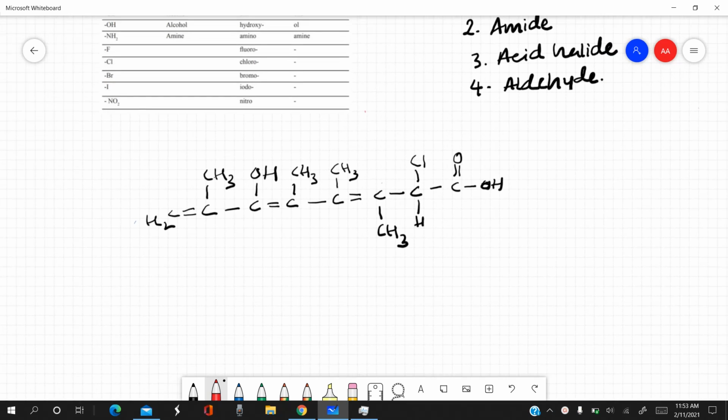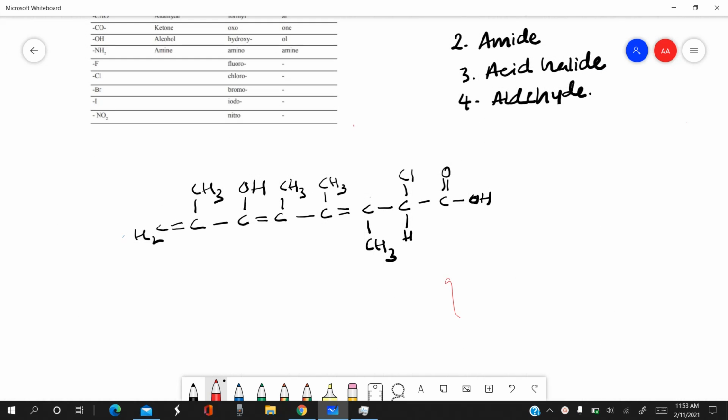Now consider a complex example. First, what you've got to do is identify the major functional group. This is the major functional group, the carboxylic group. Next, identify the longest chain. This is the longest chain. And when numbering, if there is a carboxylic acid, then the carboxylic acid always gets the number 1. 3, 4, 5, 6, 7, 8.